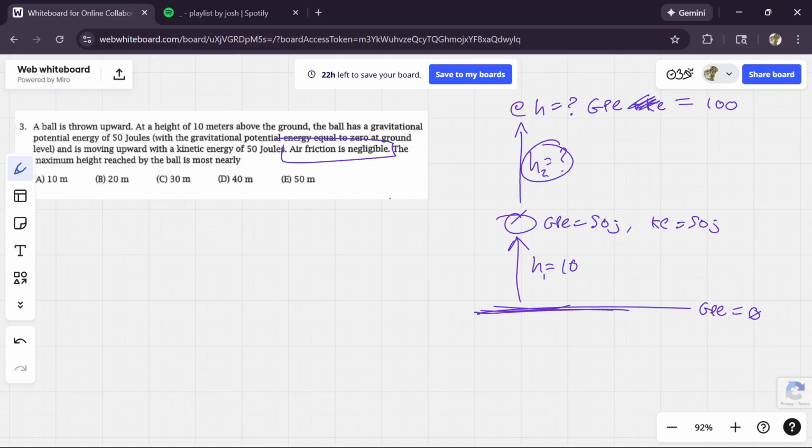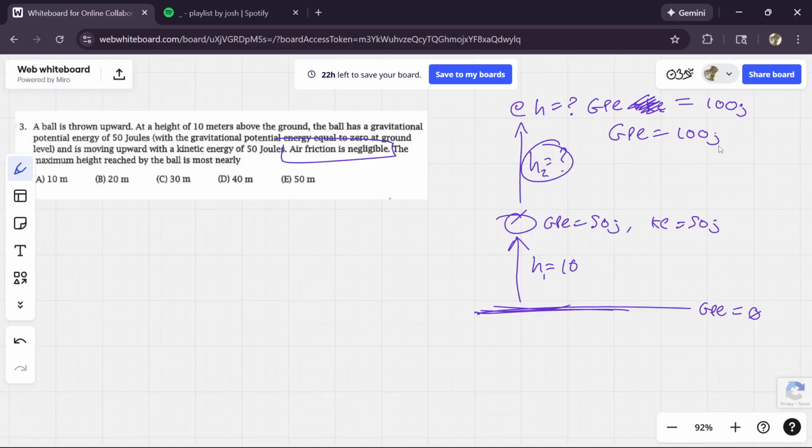We know that there's not going to be any KE, and the reason for that is if the ball is at its maximum height and it's going to begin falling down, it's not going up anymore. It's not moving, right? So that means there's no kinetic energy. So it means our GPE is solely equal to 100 joules, which makes sense, right? The higher you go up, the more gravitational potential energy you're going to experience.